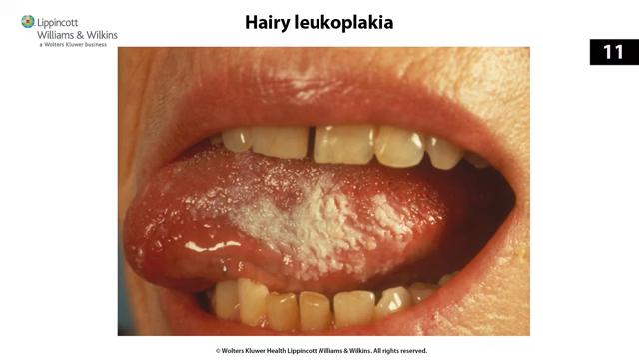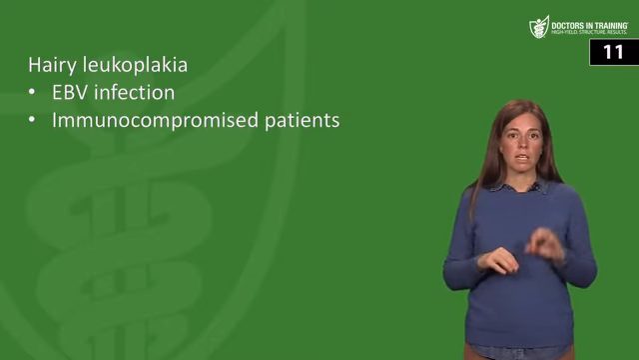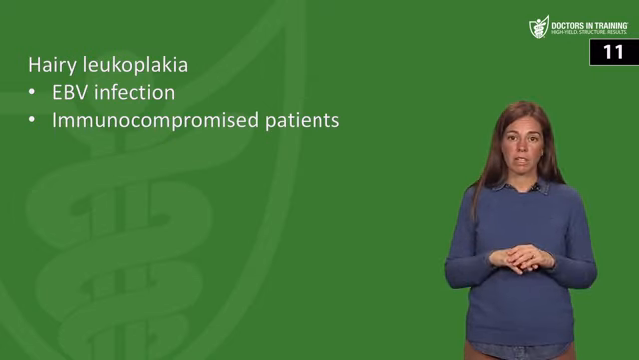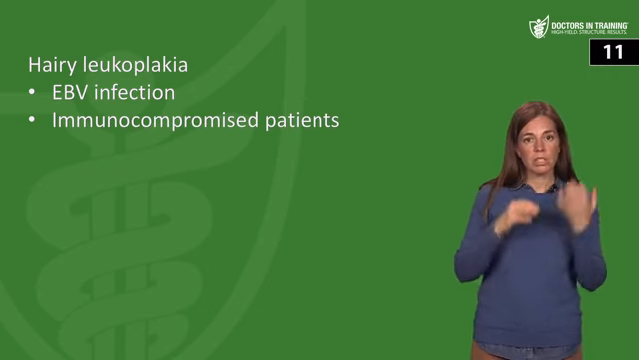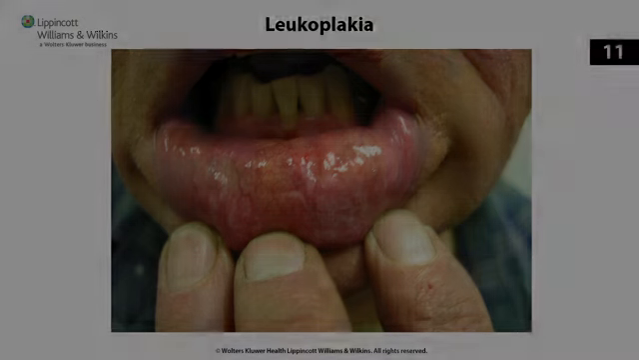Hairy leukoplakia. These are white patches on the side of the tongue. They're painless plaques that cannot be scraped off. They're caused by EBV, Epstein-Barr virus, in immunocompromised patients. It occurs almost entirely in HIV-infected patients. And don't get this confused with regular leukoplakia, which is a lesion in the oral cavity, not necessarily on the sides of the tongue. But it's another flat white patch that can be mistaken for thrush or lichen planus. 5 to 25% of leukoplakias are precancerous.